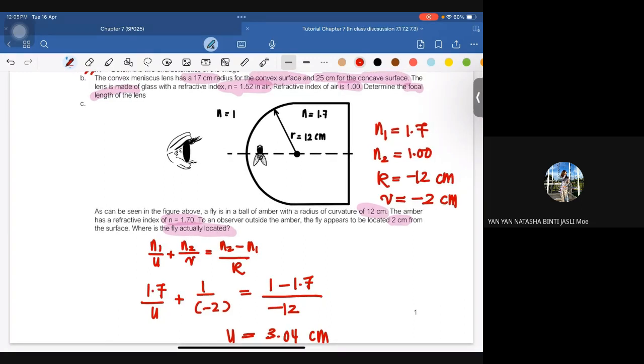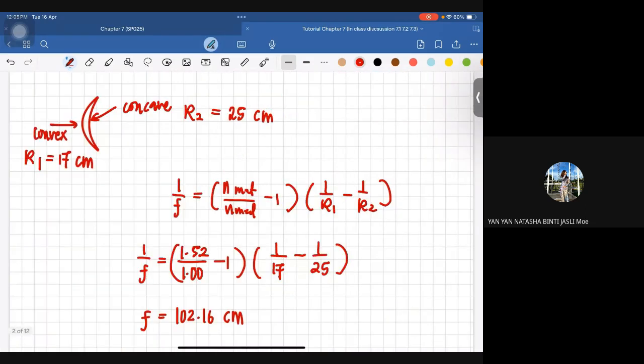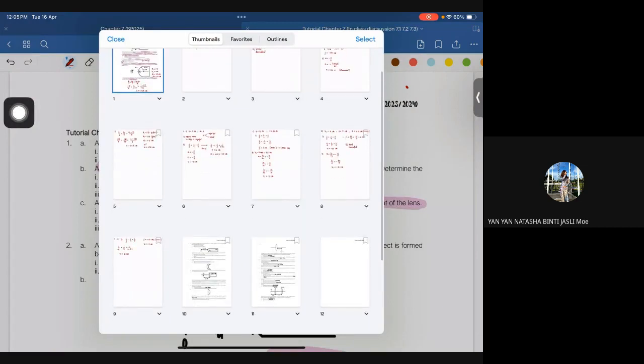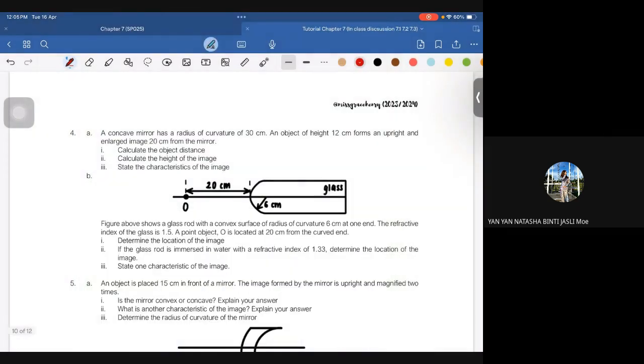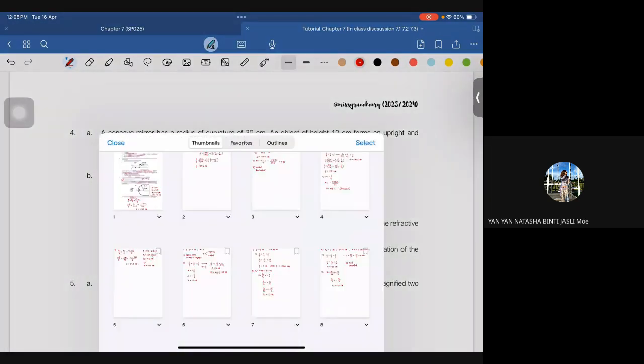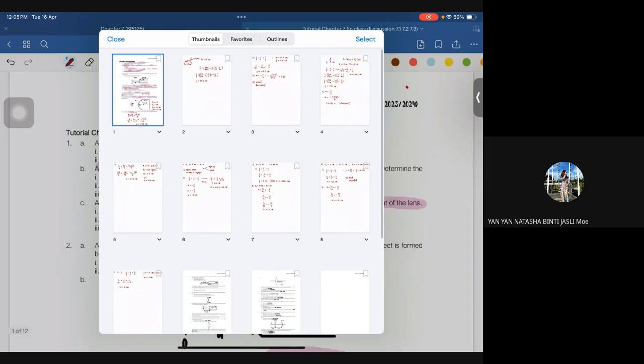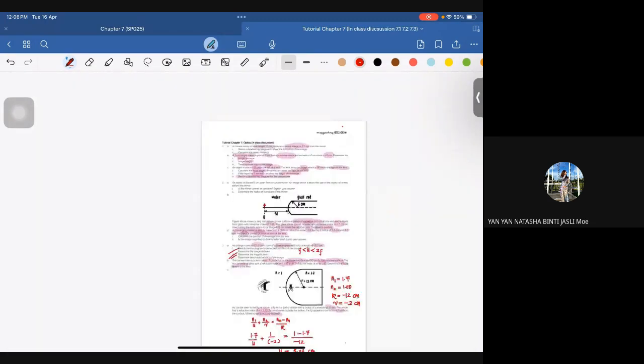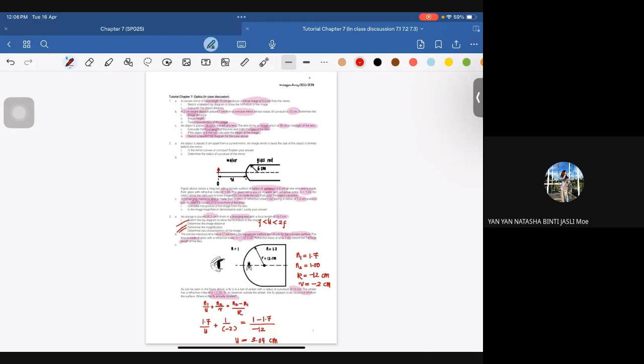Can you understand this one? This one is a bit tricky, based on past years. Okay, any questions? Questions 4 and 5, try to answer them yourself first, because tomorrow I will start physical optics. No time to finish them. Alright, that's all. And then try to answer all of the in-class discussion questions that have answers.